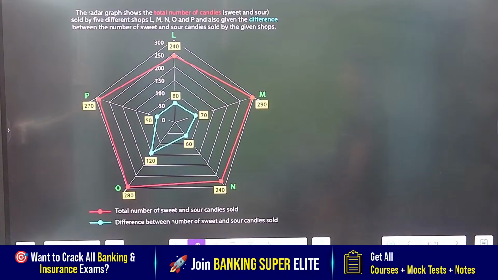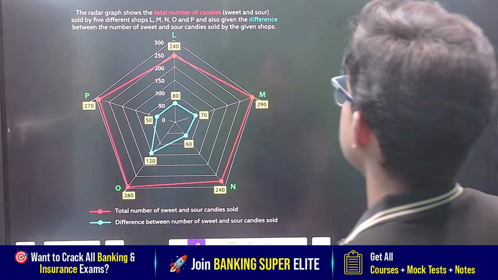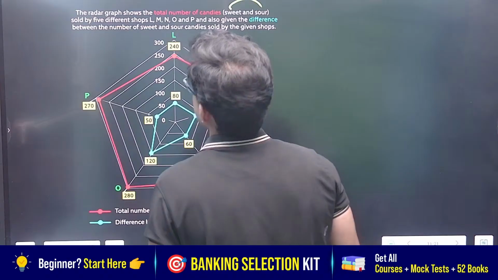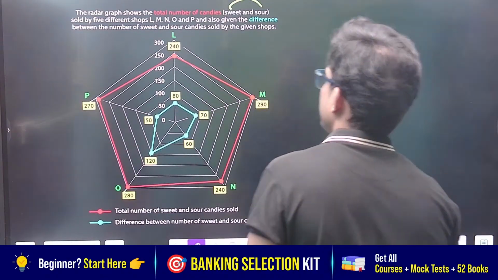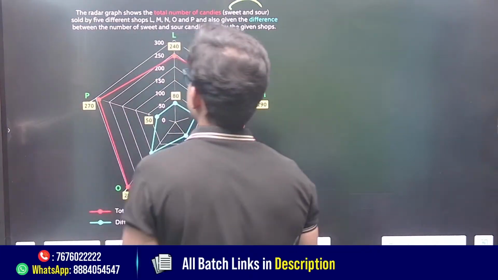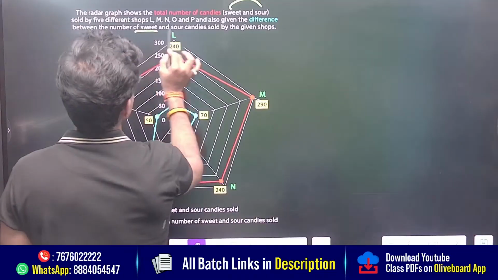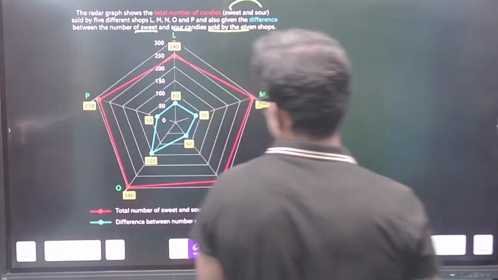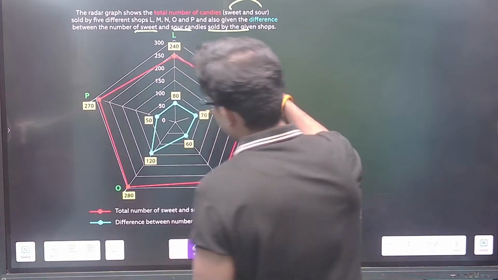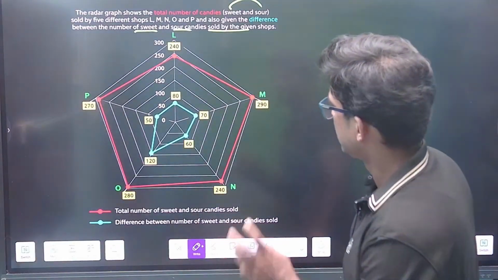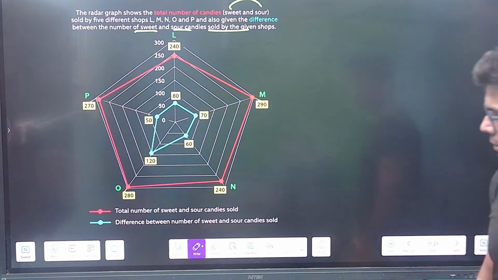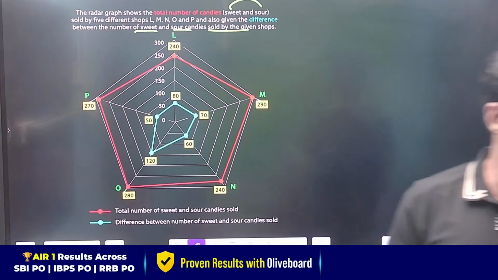So the radar graph shows the total number of candies, which is sweet and sour, sold by 5 different shops, L, M, N, O, P, and also gives the difference between the sweet and sour candies sold by the given shops. Again, I would say this is a good one. I have mentioned the data in a highlighted form. You can just see and try to evaluate. Okay, I'm giving you 2 minutes of time.